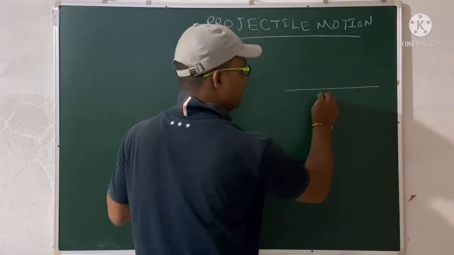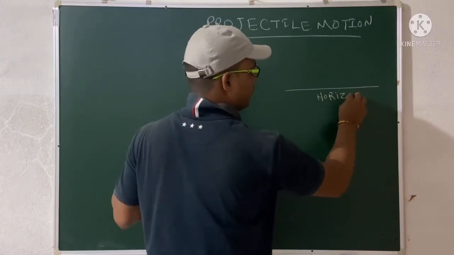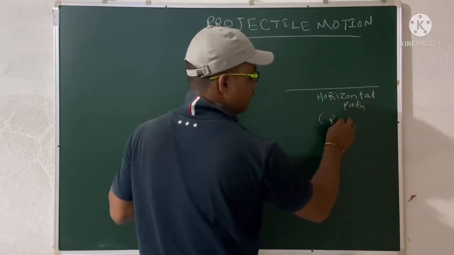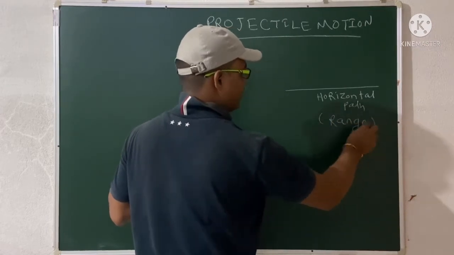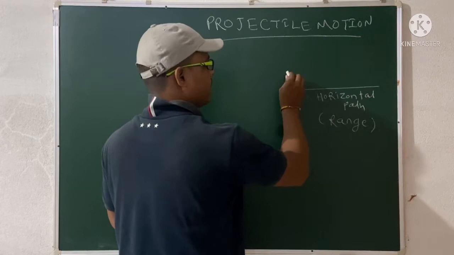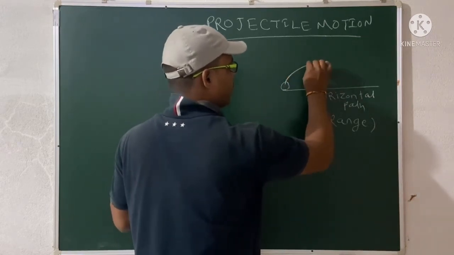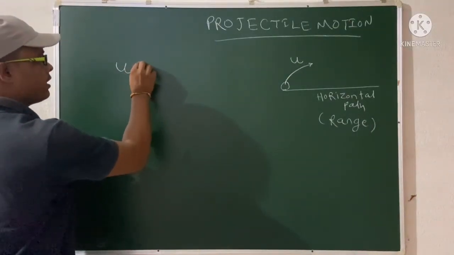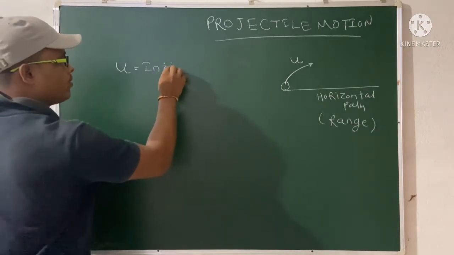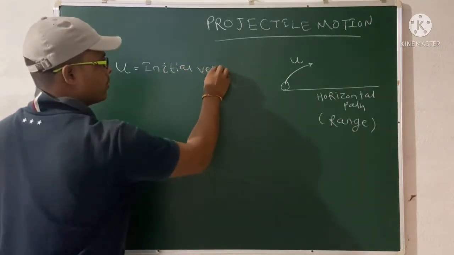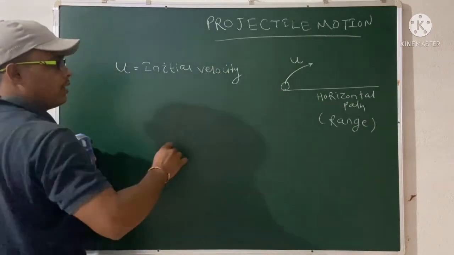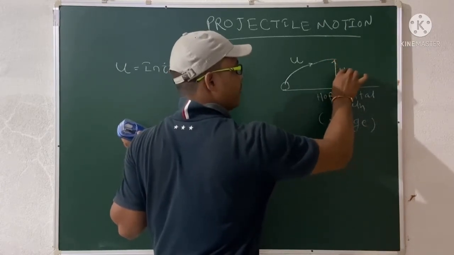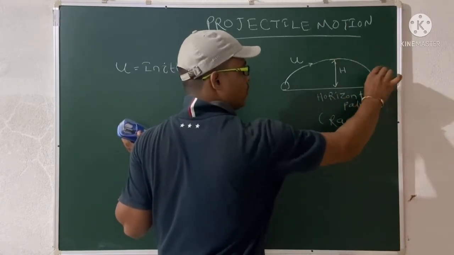Here there is a horizontal range. This is a horizontal path, so we call it our range. There is an object, and this object was thrown from the ground with an initial velocity u. Remember, u is your initial velocity. Then it will reach a maximum height, then it will come back to the ground.